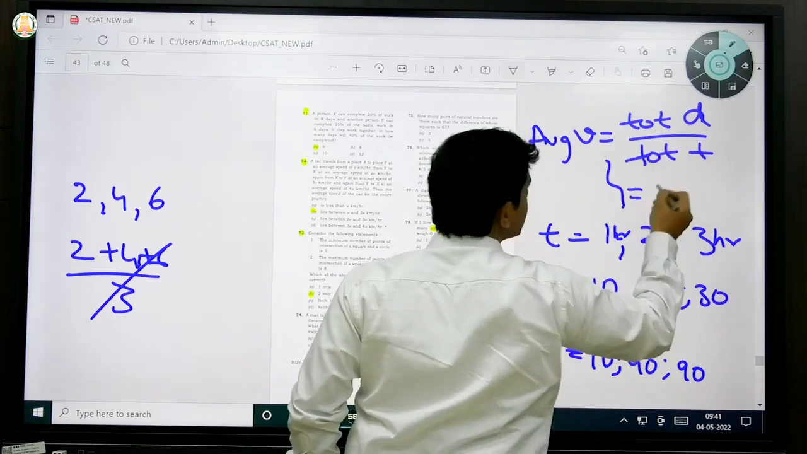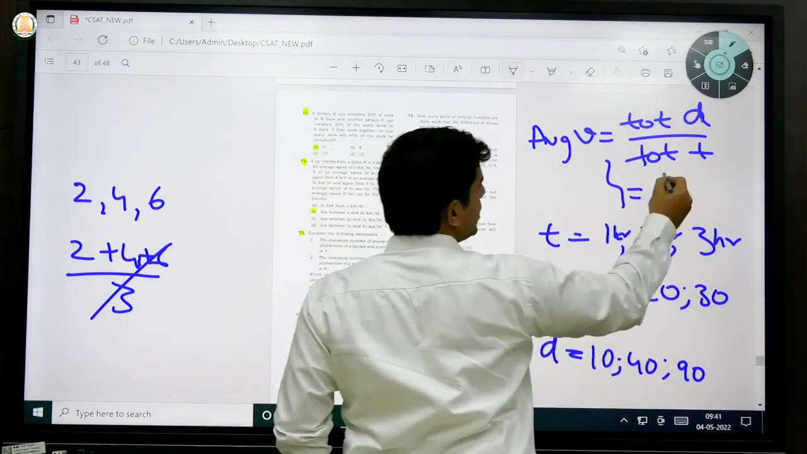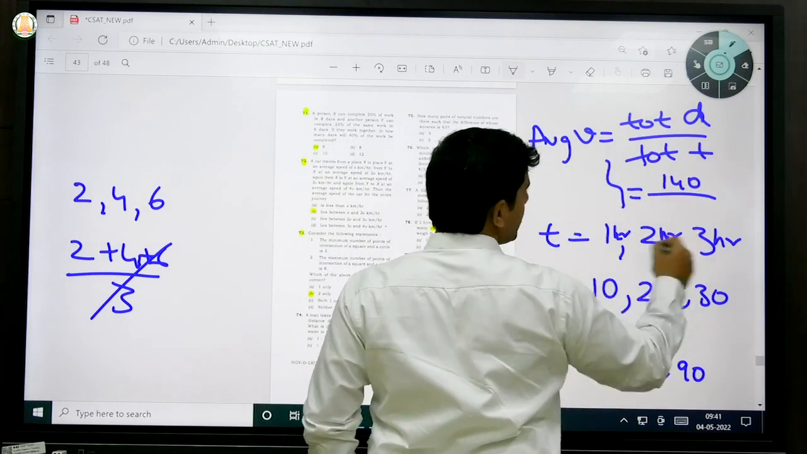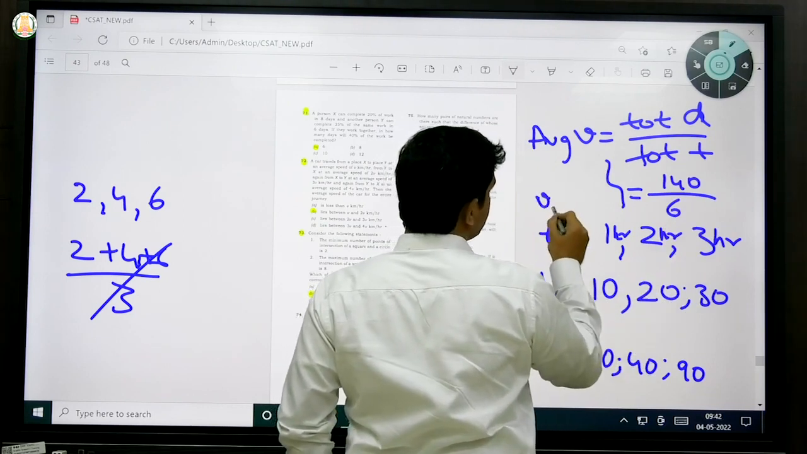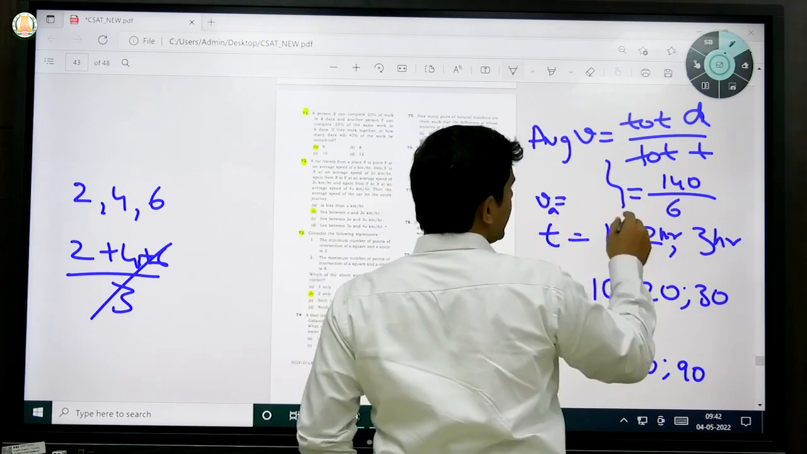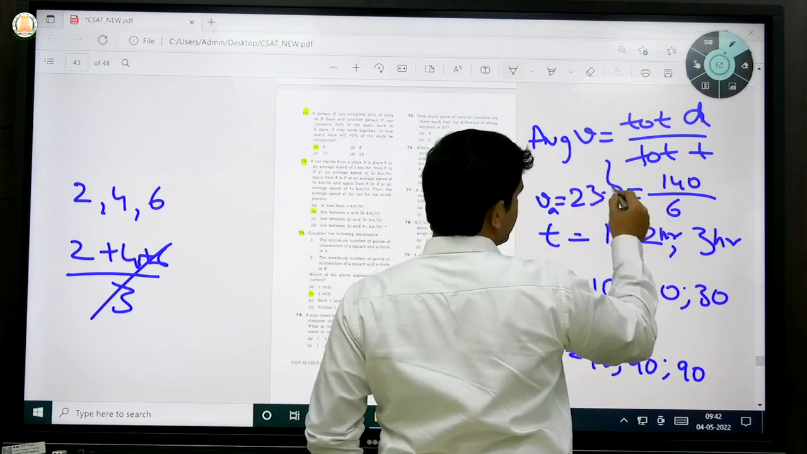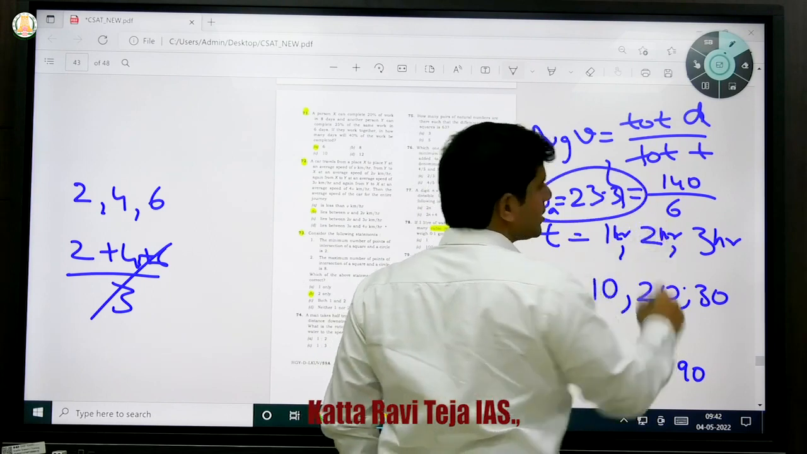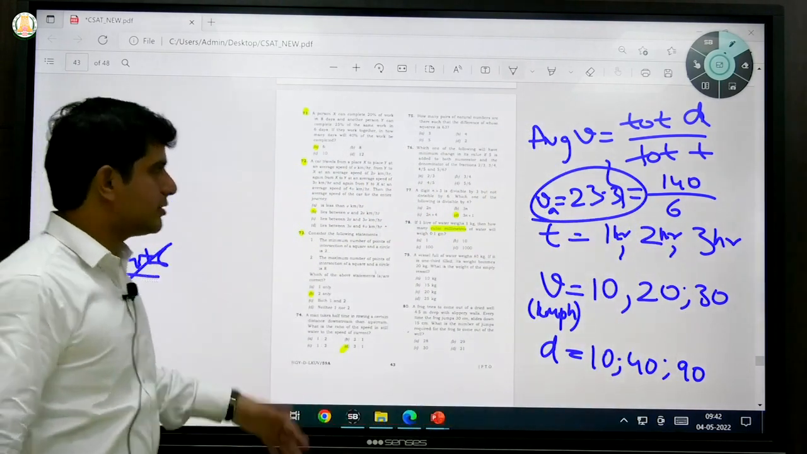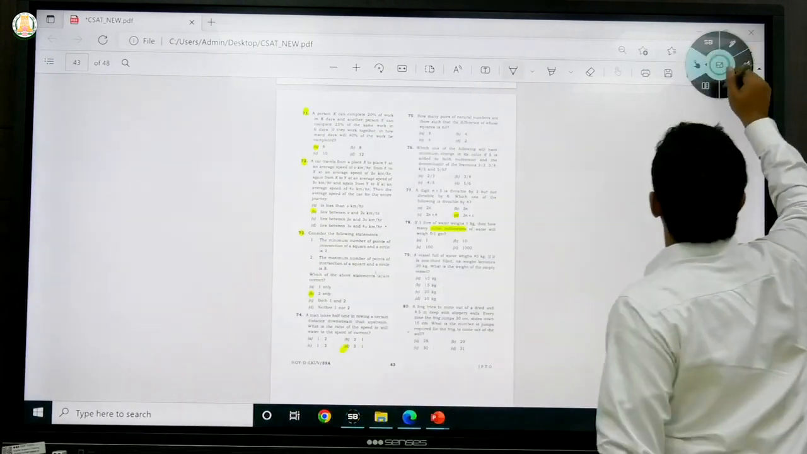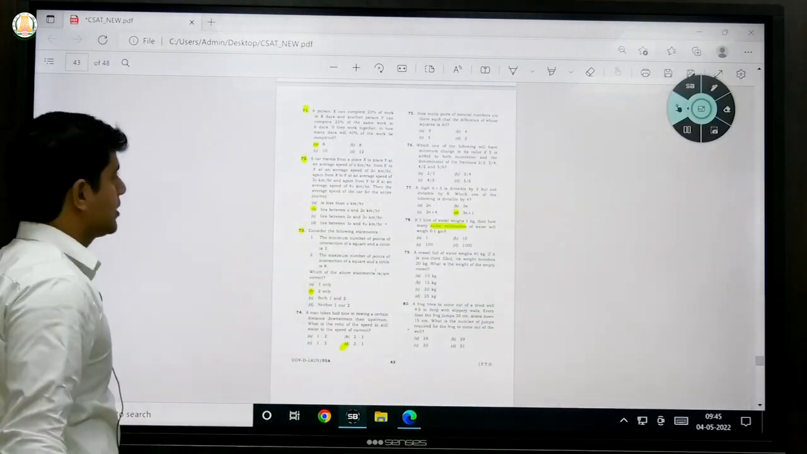This is related to physics and we haven't covered it in our problems. So total distance here will be 140. Total time will be 6 hours. So V average will be how much? 23 point something. So average velocity is about 23 kmph. You should be careful about that. Otherwise, you can solve the rest of them. So we have seen average velocity.